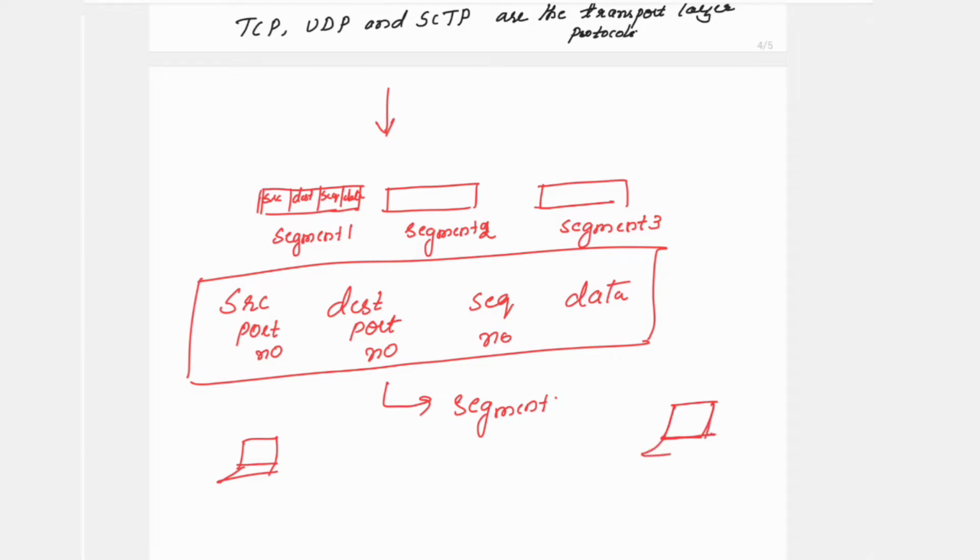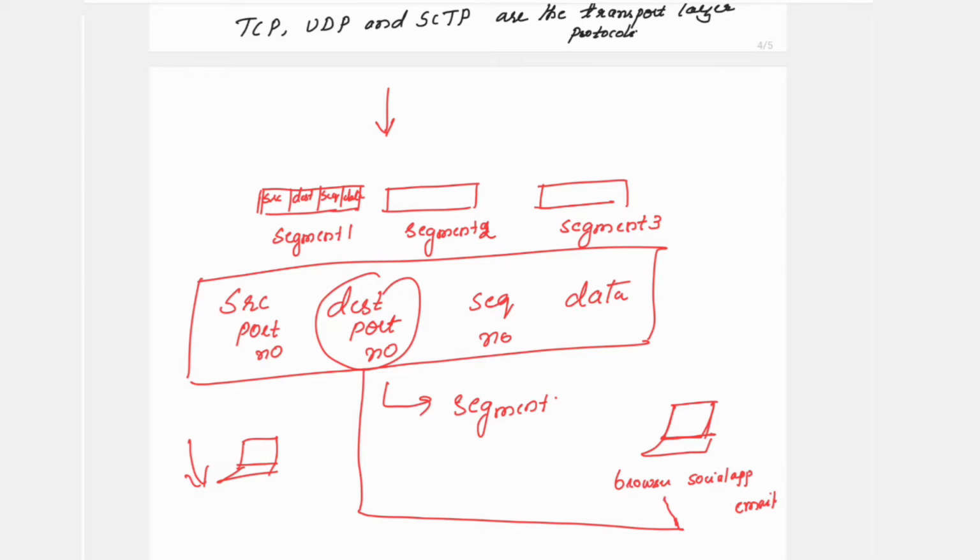Now at the receiver side also you have various applications: the browser, social app, email. Each of these application processes has a port number. So the destination port number will make the data reach the correct application. Is it the browser, the social app, or the email? The sequence number indicates the sequence of the segments, and finally, the most important, this is the data that has come all the way from the application layer. This data is encapsulated with the source port number and the destination port number at the transport layer.